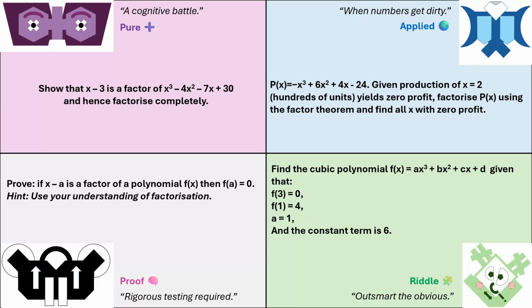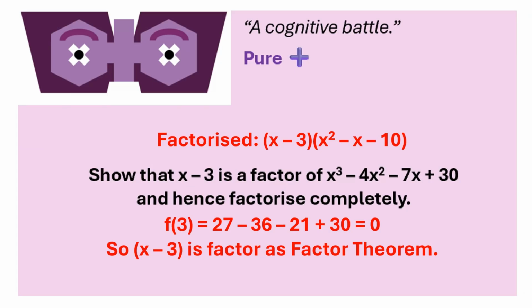Okay, so let's first look at the pure mask. Now this is a pretty simple question, basically the same as what we've been doing throughout the rest of the video. Literally just a proof that x minus 3 is a factor by substitution back in. So it's like reverse factor theorem. And then long division separately. And as you can see, the answer is (x minus 3)(x squared minus x minus 10).